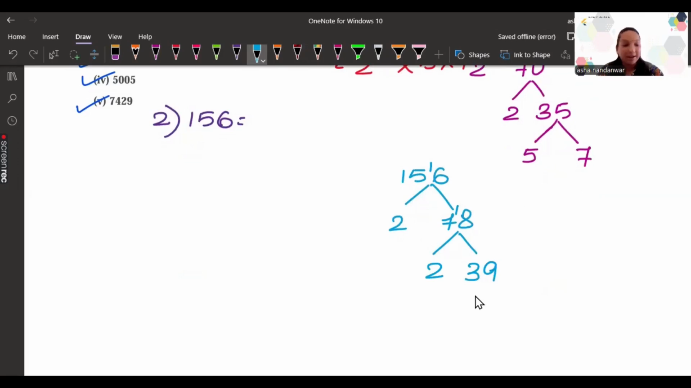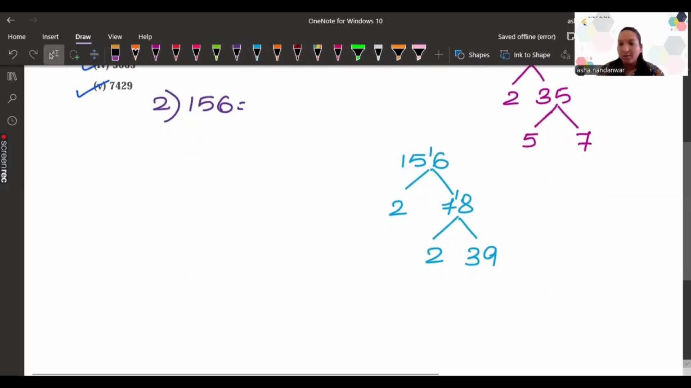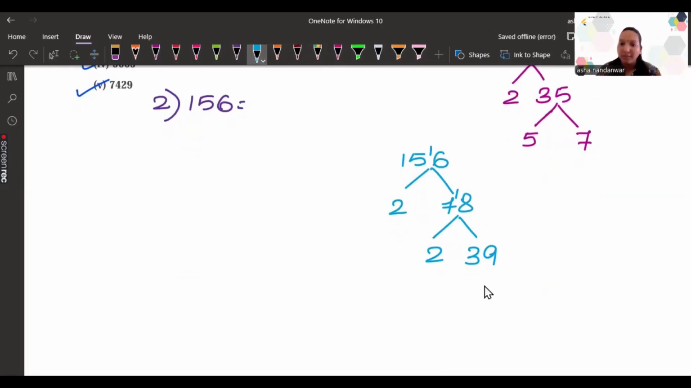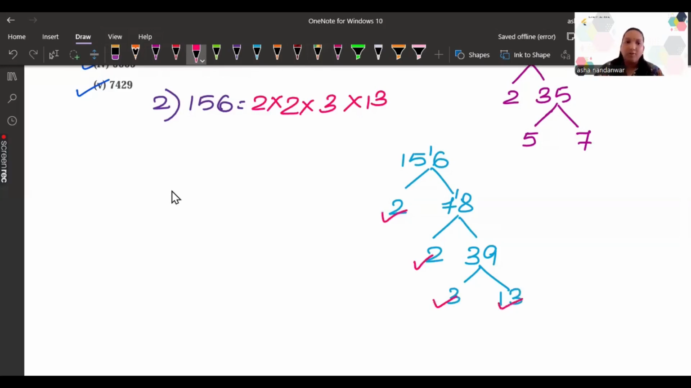I'm sure you all know that 39 does not go in 2's table. So what we are going to do here, we are going to move on to the next prime number, which is nothing but 3. It is divisible by 3. 3 ones are 3, 3 thirteens are 39. 13 itself is a prime number, so it cannot go in any other table. So the answer is 2 into 2 into 3 into 13, which is equal to 2 to the power of 2 into 3 into 13. So this is how we will be doing for 156.